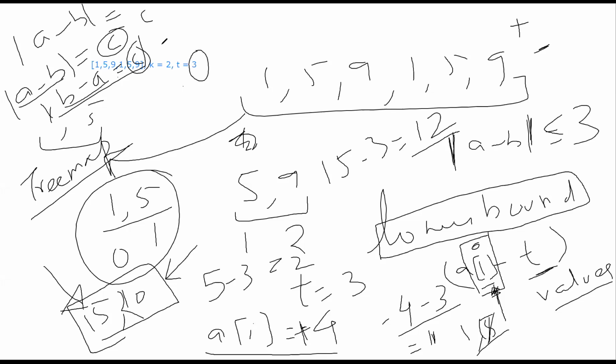We just put the difference, like in the example, 15 minus 3 equals 12. We put the absolute value of the difference between 2 elements, and we can solve this situation.